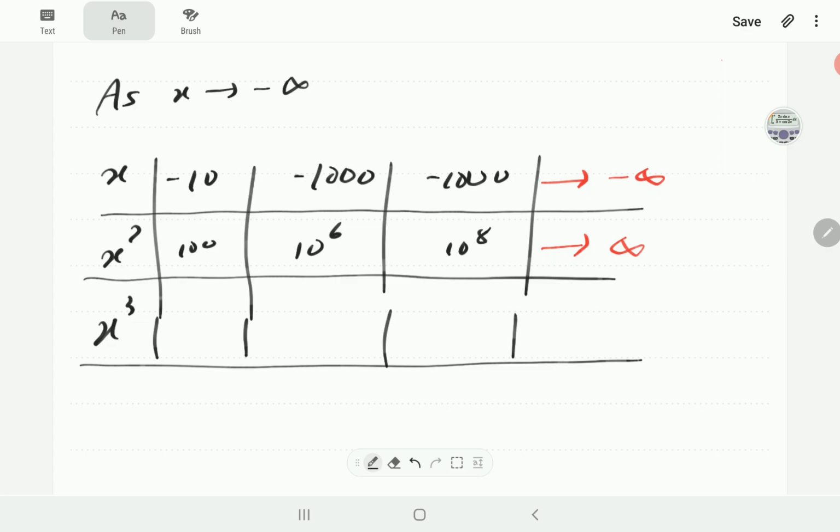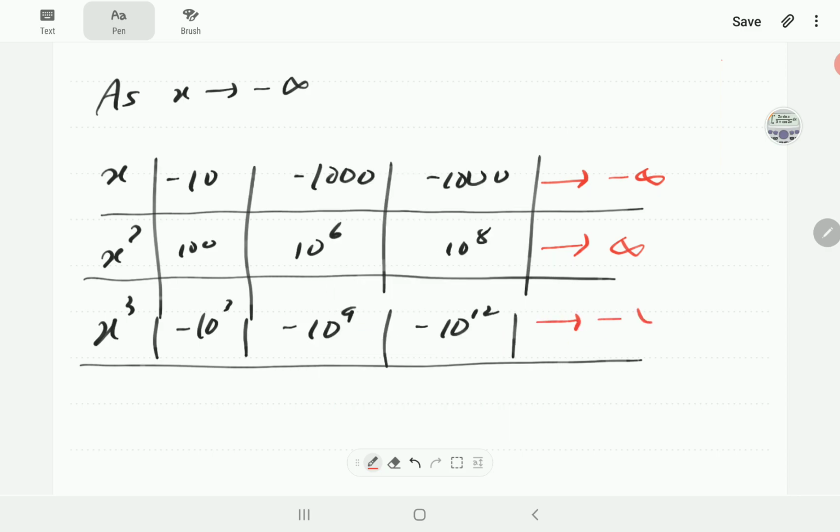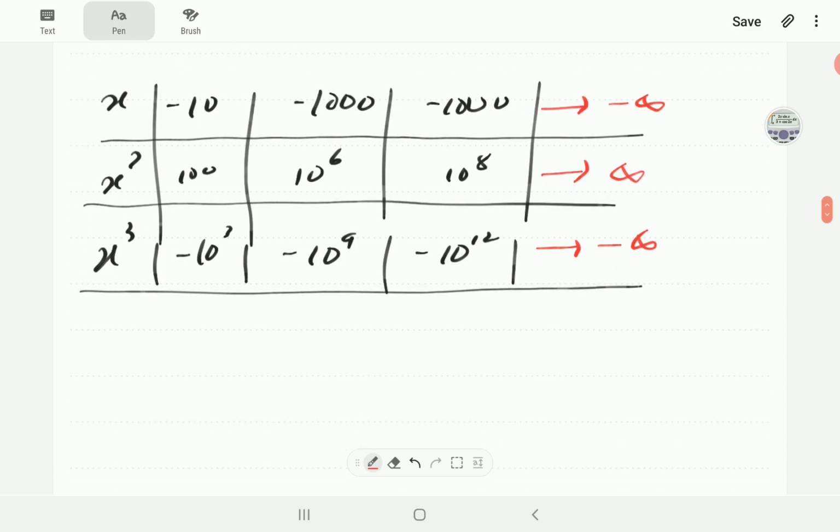Then let's look at what happens to x cubed. This time there's going to be negative 1,000. And this is going to be negative 10 to the power 9. It's going to be negative 10 to the power 12, because whenever you cube negative numbers, the result is negative. So this is going to negative infinity.